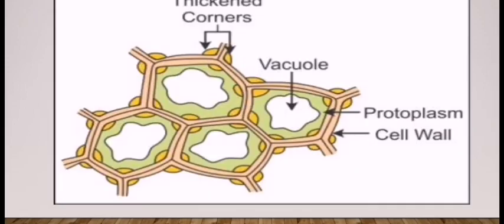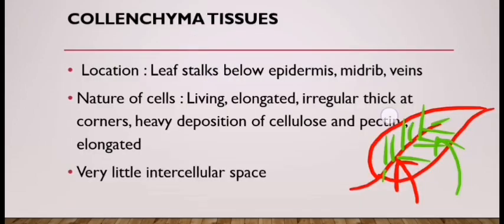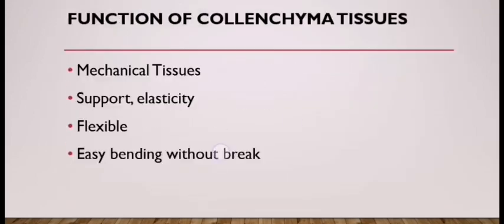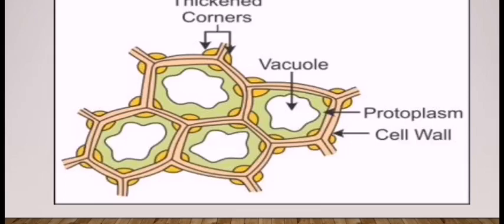Here you see the yellow color marked thickened corners. There are vacuoles, and as it is a plant tissue, parenchyma, collenchyma or any plant tissue will contain a cell wall also.